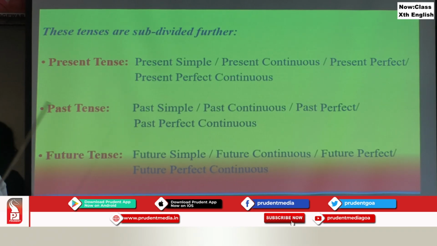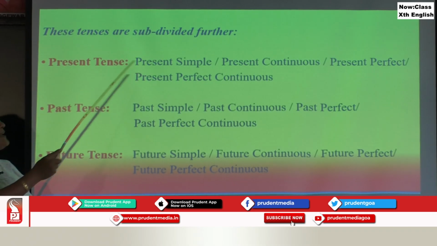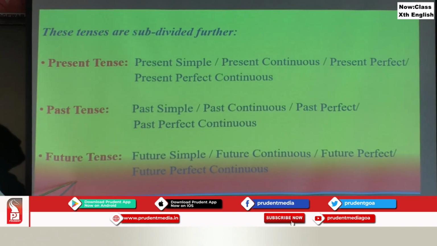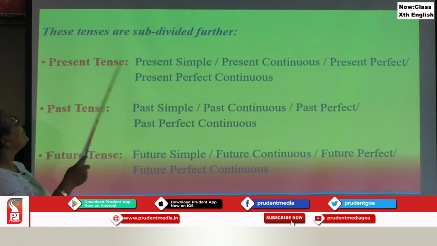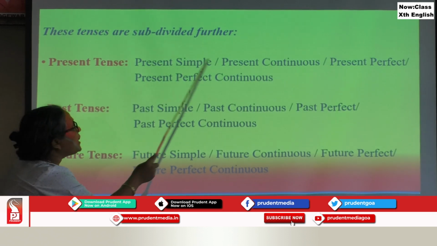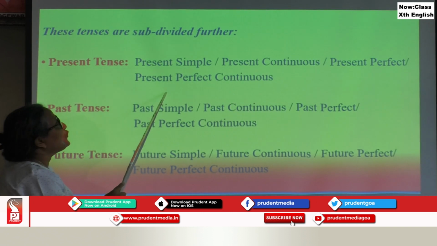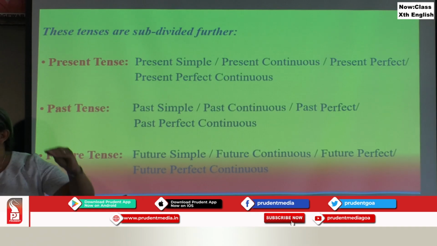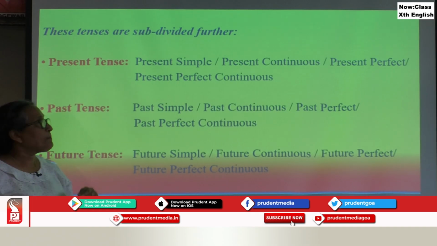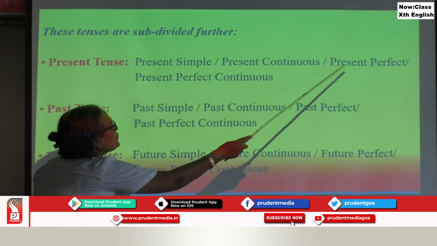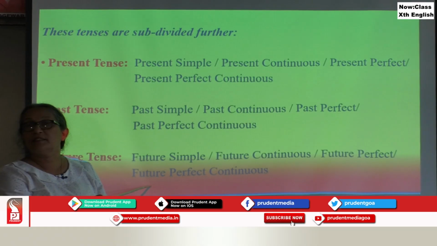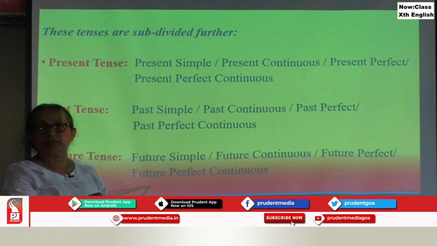These tenses are subdivided, that is the present, past and future are each subdivided into four. That means we have 12 tense forms. 4 into 3, 12 tense forms.